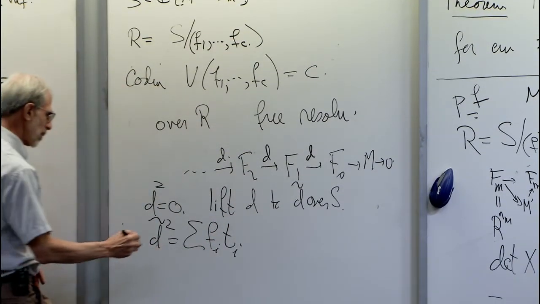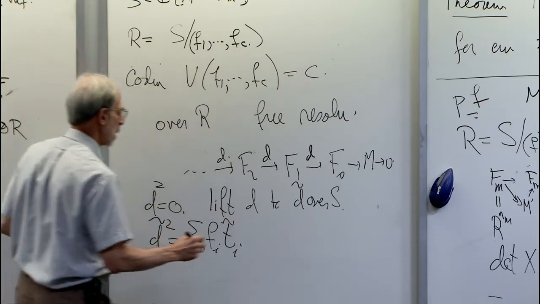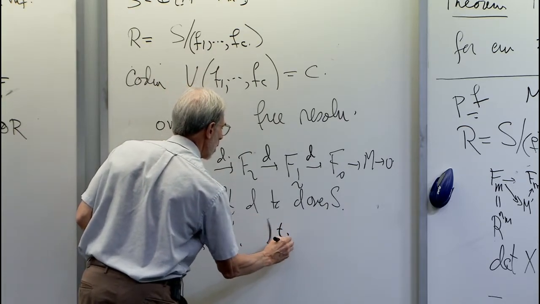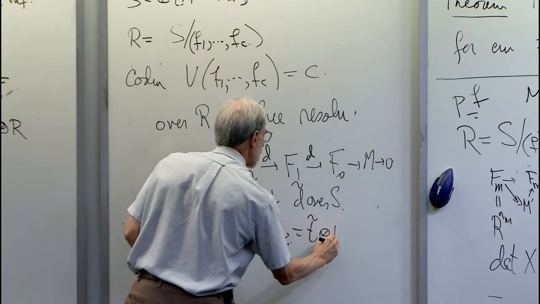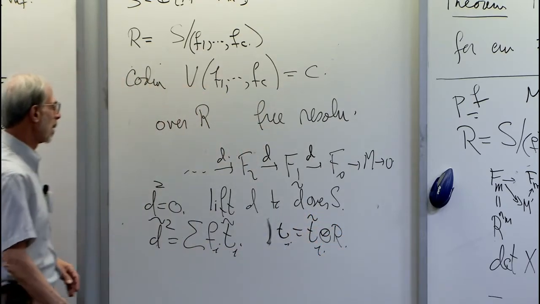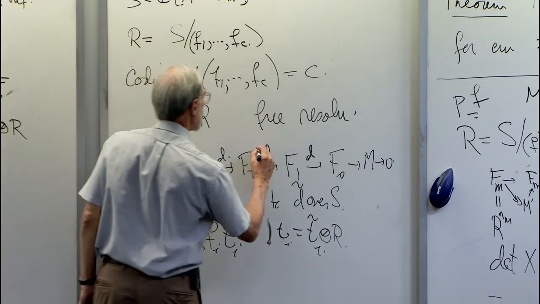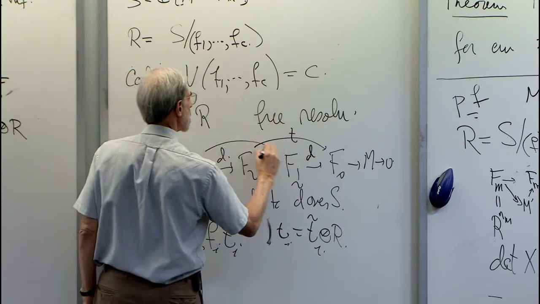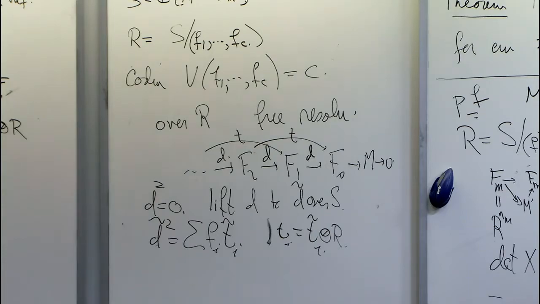Let me put tildes over the Ti's for convenience. And then I say that if I define Ti to be Ti tilde tensored with R, in other words, I just reduce everything mod the F's again, then these T's go this way. And here's a T, and there's a T, and so on. They're operators of degree -2 on this resolution.